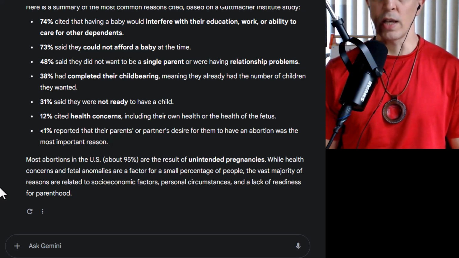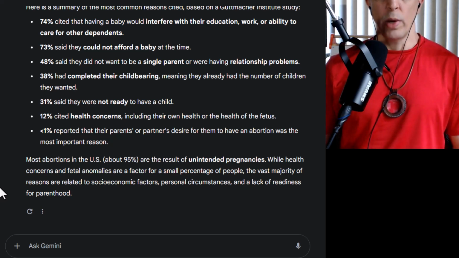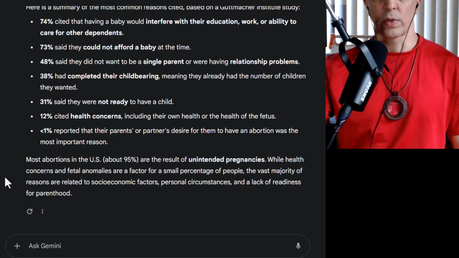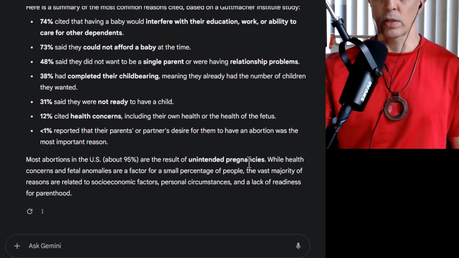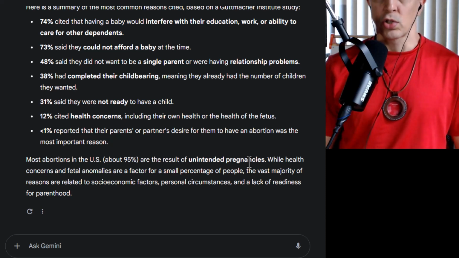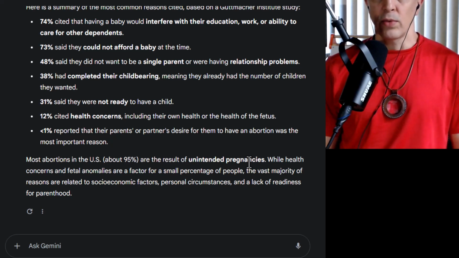They're just saying it. So when you debate abortion with the left, you have to come at them with these facts, because they're going to use the fact that they need it for rape, incest, and medical emergency, when it says here, most abortions in the U.S., about 95%, are the result of unintended pregnancies. That just means sexually irresponsible. They're sexually irresponsible. They're having sex too young when they're not ready, and they're not even being careful about it. All you have to do is not have sex.